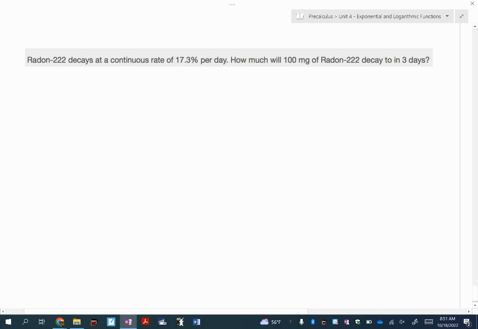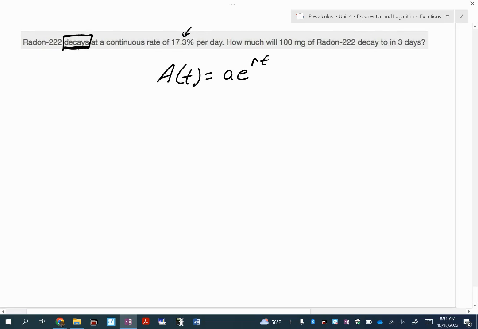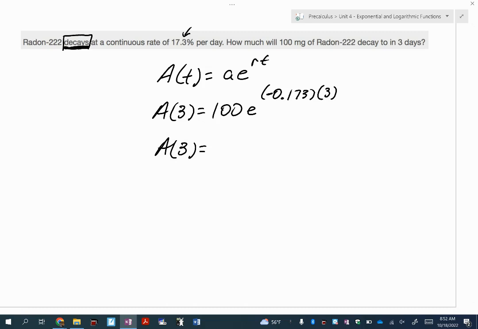Let's try this one. Notice that it's saying this radon 222 is decaying. So I'm going to use the amount at time t equals our initial amount times E to the rate times time. And the key thing here that we haven't done yet: for decay, this rate is going to need to be negative, right? Because we're actually getting smaller. So the amount in 3 days' time, we're starting with 100 milligrams. We're multiplying by our base of E raised to our rate of negative 0.173 times time of 3 days. So that's one thing to notice when you see that word decay or something that's decreasing: make sure you're using that negative for your rate.